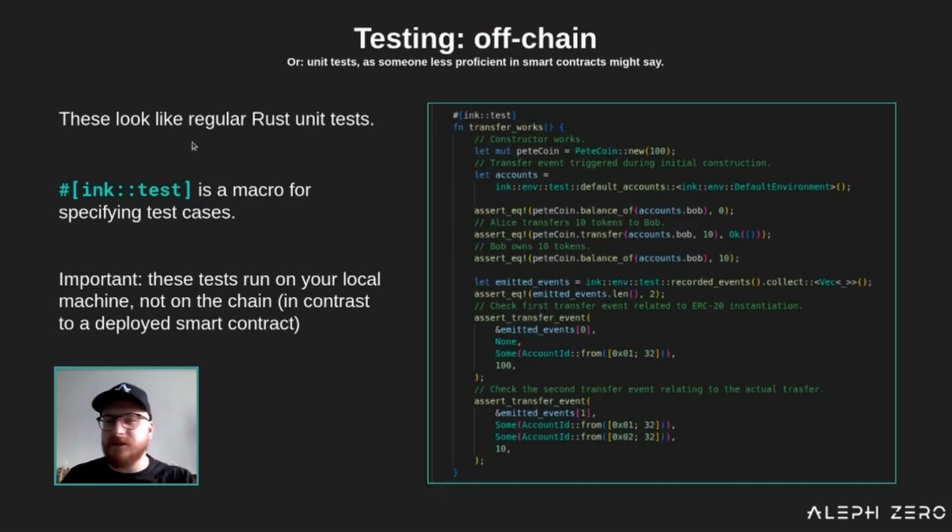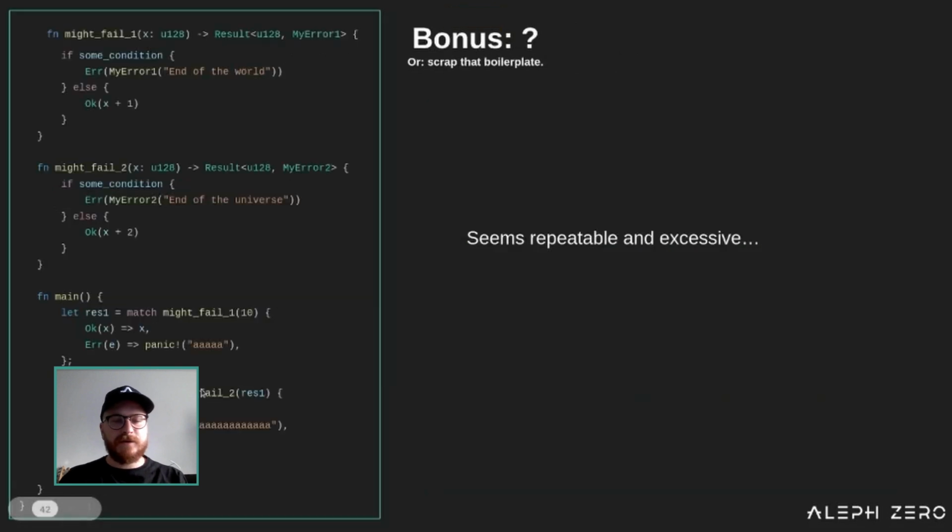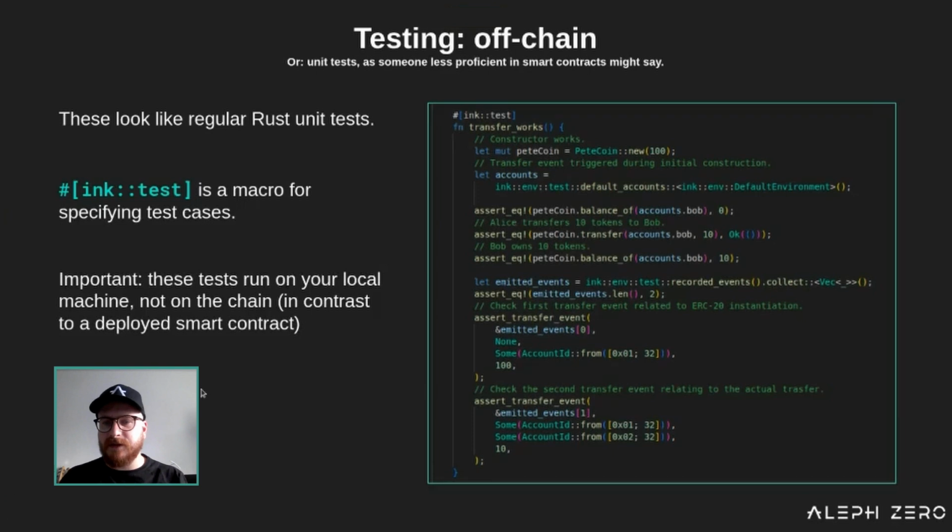So yeah, they are just like regular Rust unit tests. You can just use some ink! test goodies for dealing with default accounts and simulating events and whatnot. Now the important part is that this is running off chain, on your local machine, in contrast to the deployed smart contract, right? So this is cool because this allows you to iterate way more quickly. You also have end-to-end tests now with ink!. You will find that in the guides, but yeah, I think this is outside the scope of this presentation.